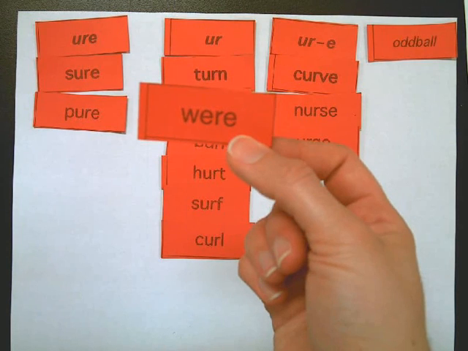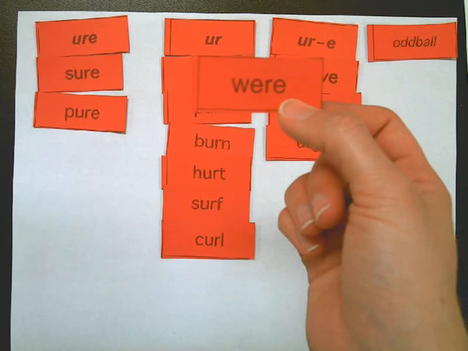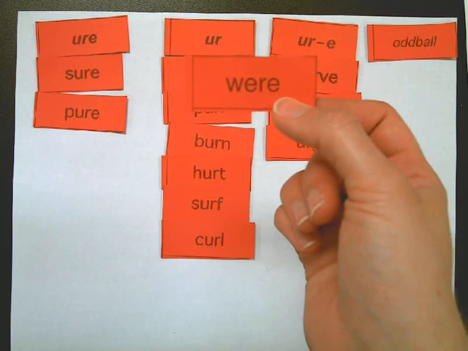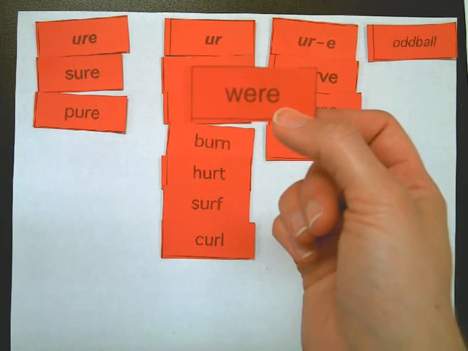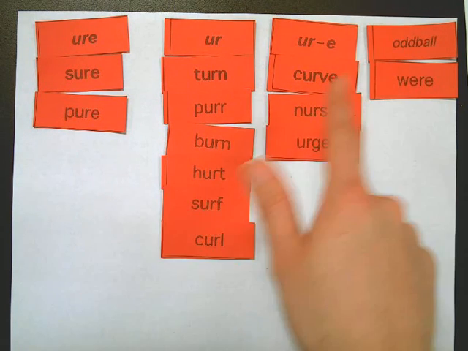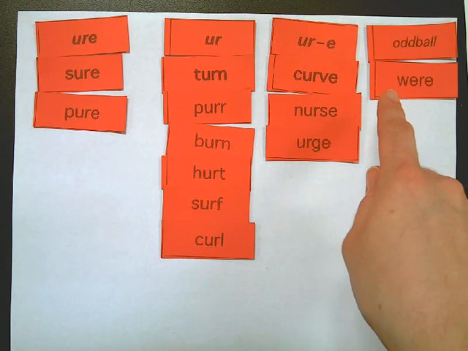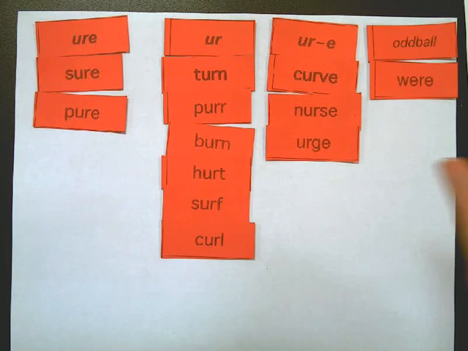This is the word were, like we were talking before you interrupted. This word we hear the sound like in UR or UR consonant E. But there's no U in this word, so this is going to be our one oddball. We hear the same sound, but there's no UR in this word. Were is spelled W-E-R-E.